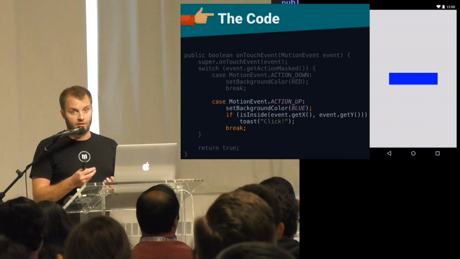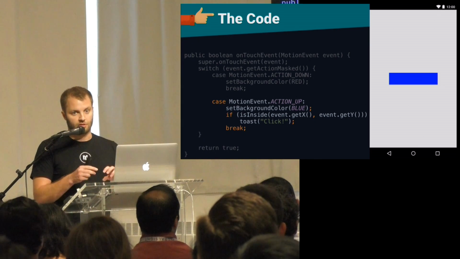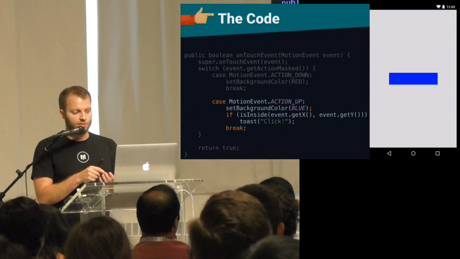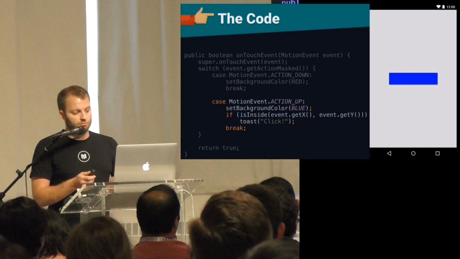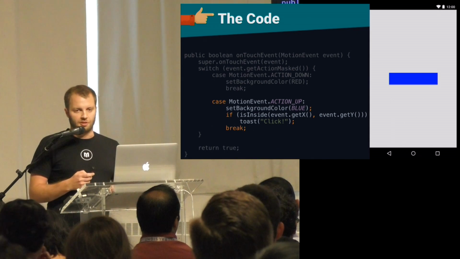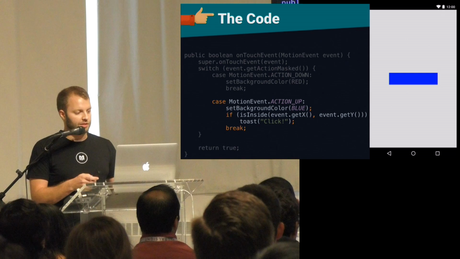We're going to take a look at our getX and getY to make sure that when we lifted our finger off the screen, we were still on the button, and then we're going to show a toast. It's as simple as that. Still, it's more complicated than onClickListener, but it's not really that complicated.